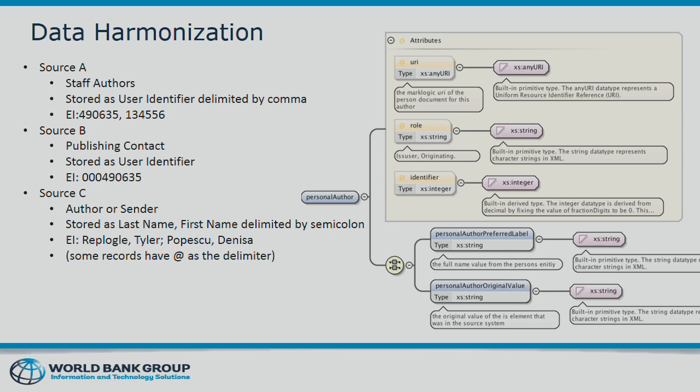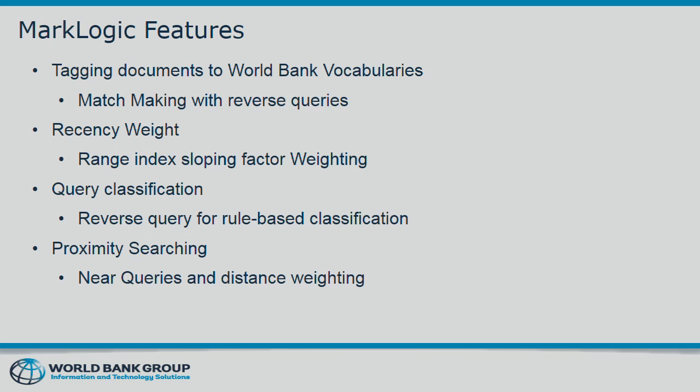This is those preferred labels and original value. And like I said, we need that for searching. So I'm going to talk now about the search features that we're using. This was talked about a little bit before. We kind of glazed over it, but there's been a lot of time spent at the World Bank building up a taxonomy. And this taxonomy connects to all the different documents and skills that people have at the bank.